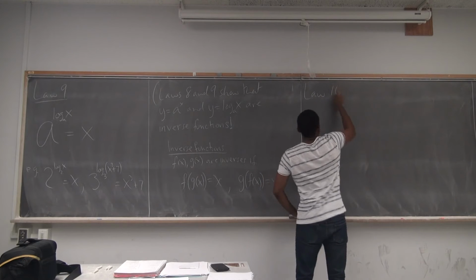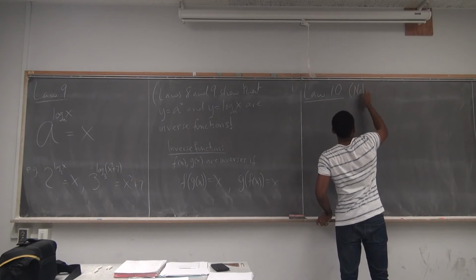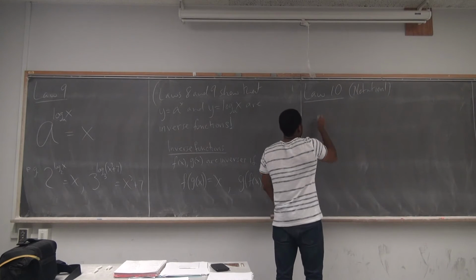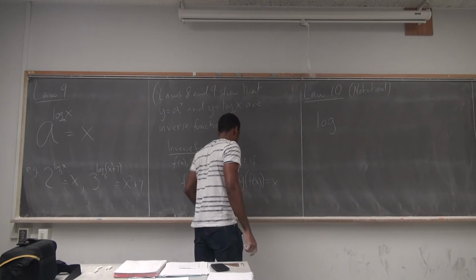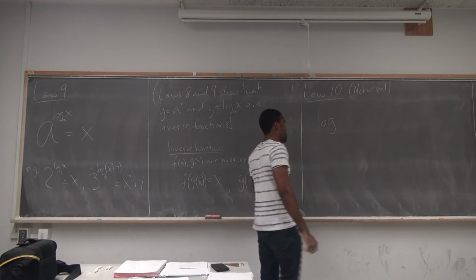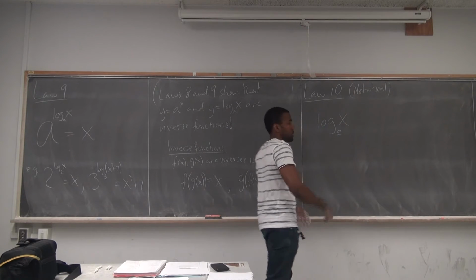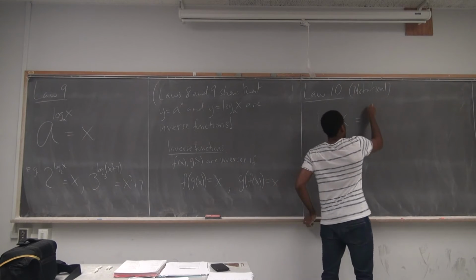Last law, law 10, like the 10 Commandments. It's more of a notational thing. Now, I mentioned to you that e, the exponential with e to the x, is a very important function. So when I have log to the base e, we consider this so important that we actually give it a different notation. We write ln.